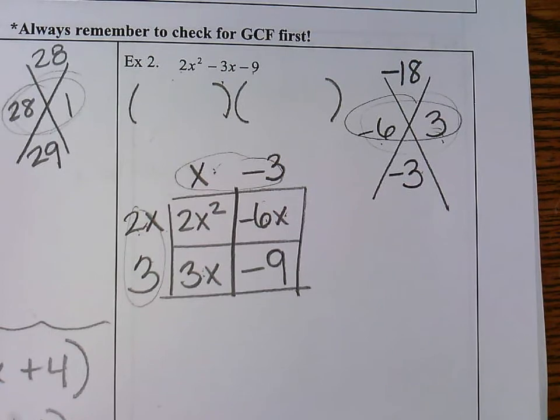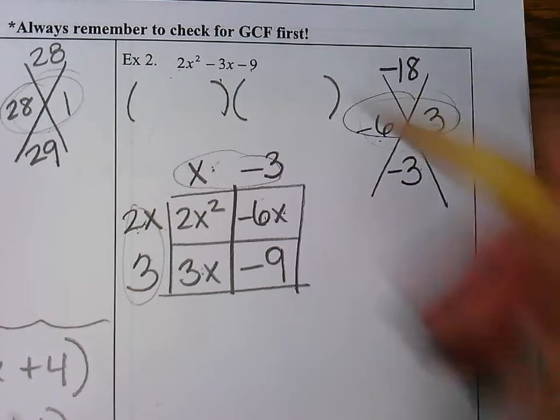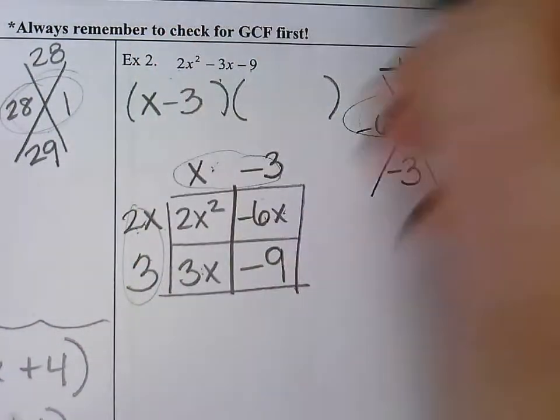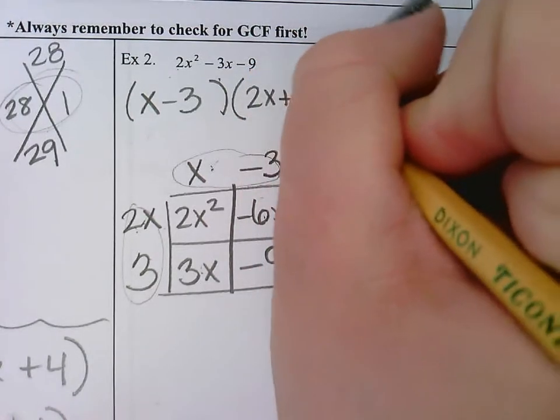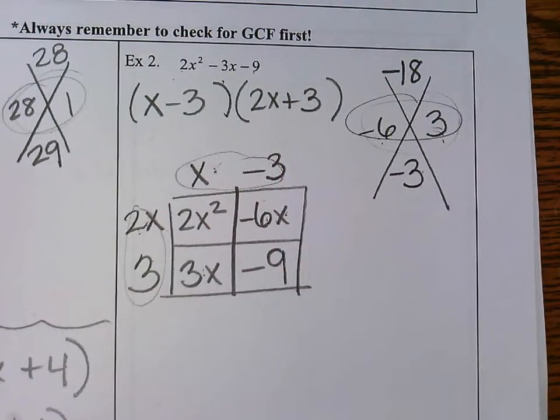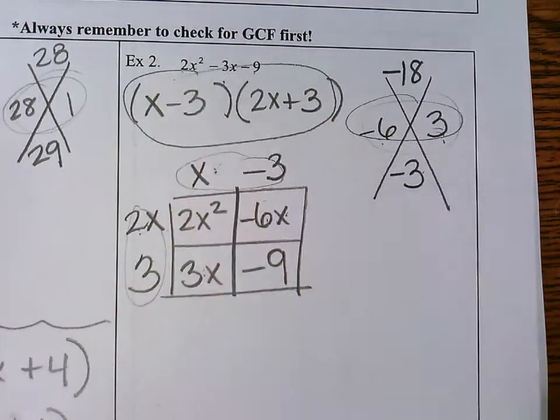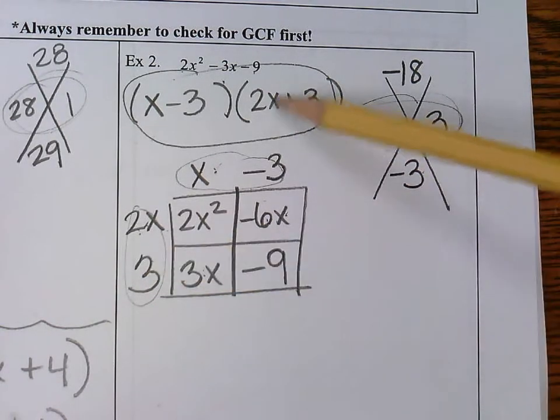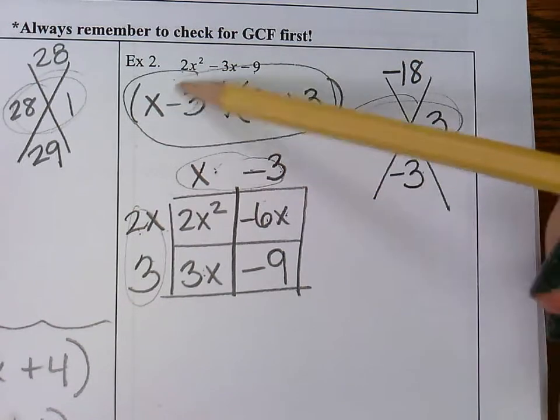I know it's kind of abstract if you've never seen it before. x minus 3 times 2x plus 3 is the final solution. Make sure you write your final solution using factors. And if this is a 3, it means plus 3. If this is a minus 3, obviously it means minus 3. You want to do one more?